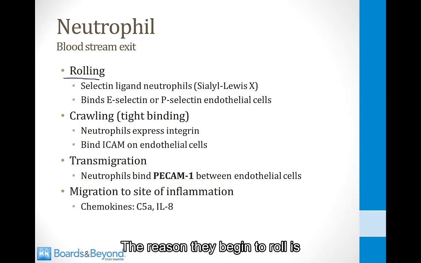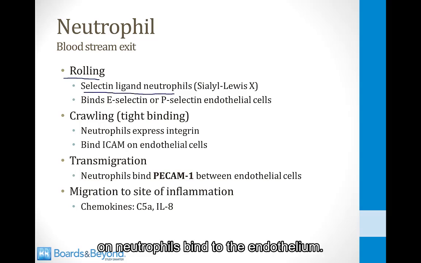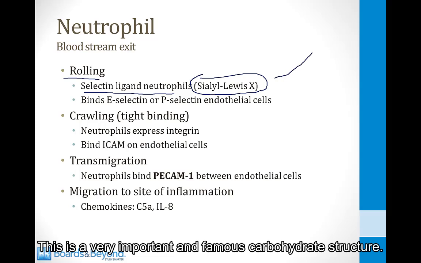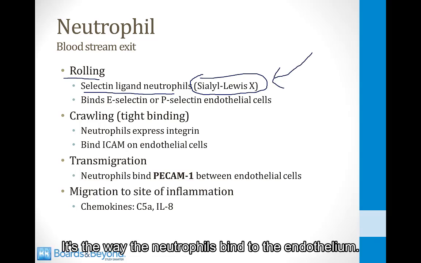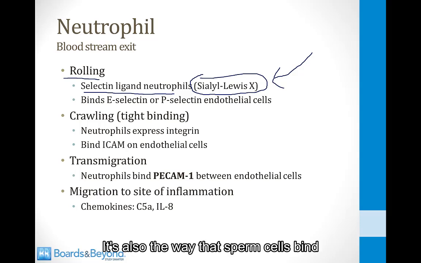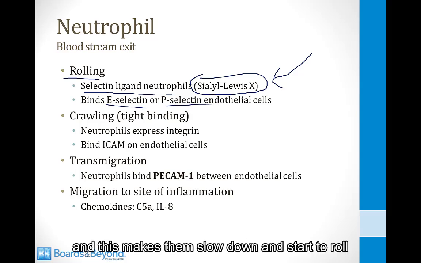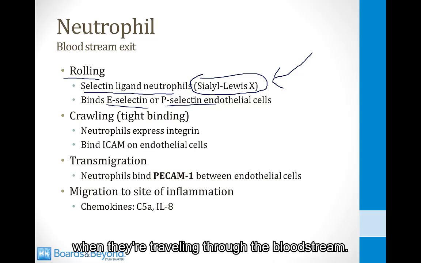The reason they begin to roll is because ligands called selectin ligands on neutrophils bind to the endothelium. And these ligands contain a carbohydrate called sialyl Lewis X. This is a very important and famous carbohydrate structure. It's the way the neutrophils bind to the endothelium. It's also the way that sperm cells bind to eggs for fertilization. These ligands on the neutrophils bind to molecules called E-selectin or P-selectin on endothelial cells, and this makes them slow down and start to roll when they are traveling through the bloodstream.